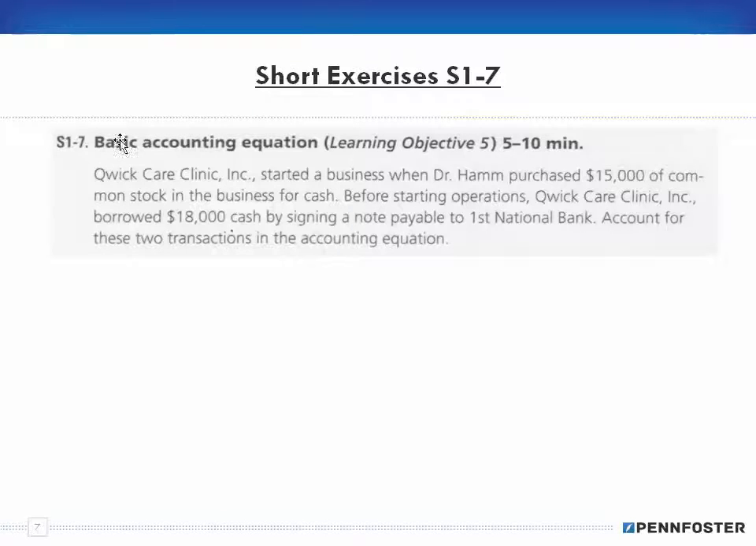Okay, so it says here, Quick Care Clinic started a business when Dr. Ham purchased $15,000 of common stock in the business for cash. Now notice this is Inc., Quick Care Clinic Inc. Because it's incorporated, that means the ownership would be through common stock, or through shares of stock. Not just common, but in the future you'll learn about preferred stock also.